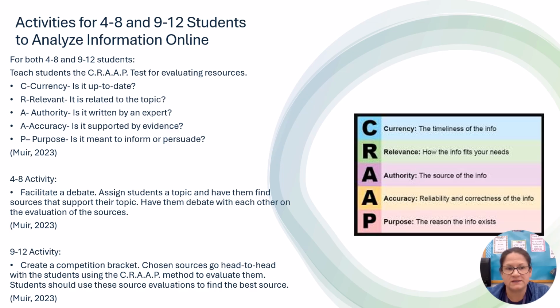A 4th through 8th grade activity that can be used to practice evaluating resources is to facilitate a debate. Assign students a topic and have them find credible resources where they have to support why they think that their source is credible and relevant to that topic. 9th through 12th grade, you can create an almost basketball-like competition bracket where they have to put sources head to head and decide based on using the CRAAP method which source is best for a topic.